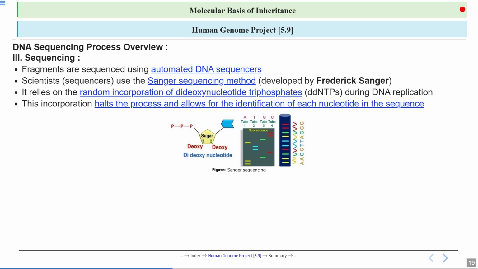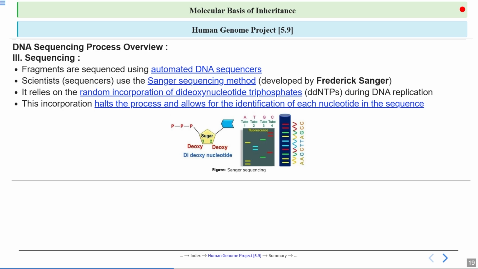So let's talk again about the principle. If we talk about the principle, DNA sequencing involves determining the order of what? Nucleotides in a DNA molecule. The Sanger method uses DNA polymerases, which add nucleotides to a growing DNA strand one at a time by forming a phosphodiester bond between the 3' hydroxyl group of the last nucleotide and the 5' phosphate group of the incoming nucleotide.